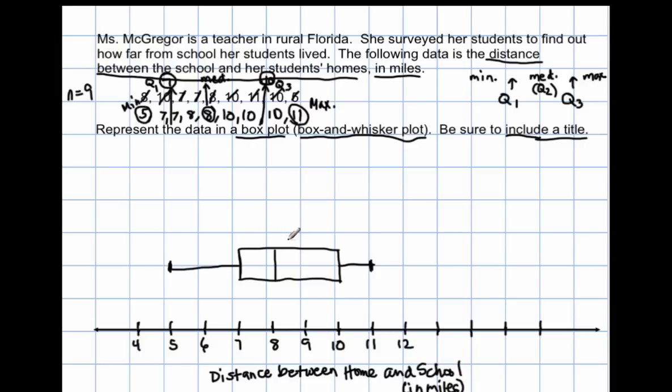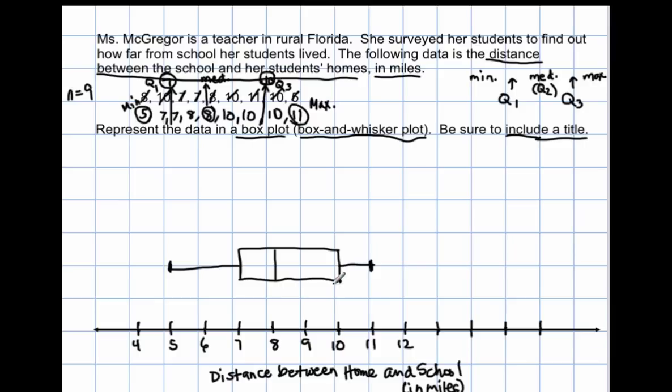All right, and now these 5 numbers actually summarize our data. So we can see the data starts just by looking at this graph. The data starts at 5. The middle of the data is 8. So the data goes from 5 to 11. And the middle of the data is 8. That means the 50% mark. And the lower quartile, or the first quartile, is at 7 miles. And the third quartile, or the upper quartile, is at 10 miles.